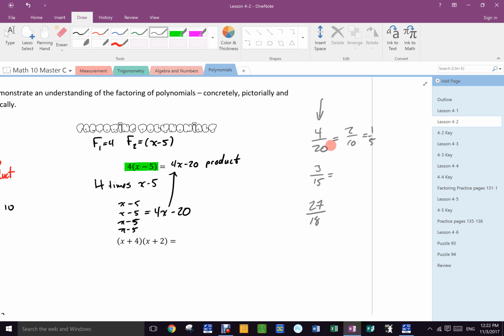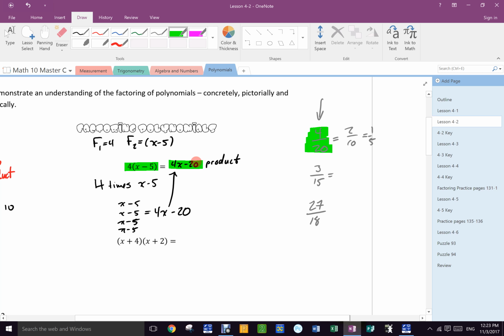Okay. Do you see a similarity between that and that? What is it? Those two numbers are simplifiable, aren't they? And how do you simplify? What did you do to 4 and 20 to get 1/5? You did division. So what would you do to 4 and 20 to break it down?